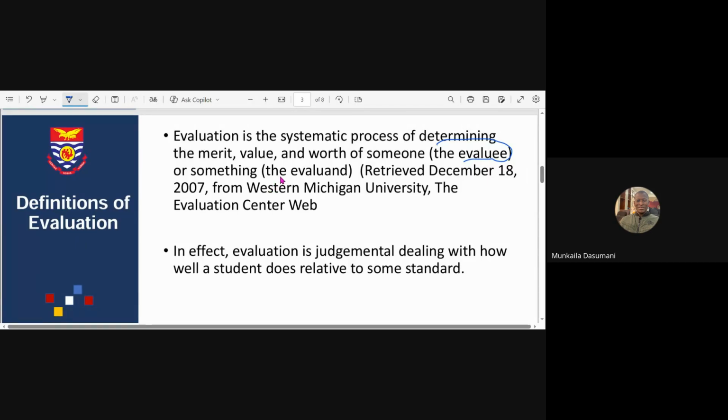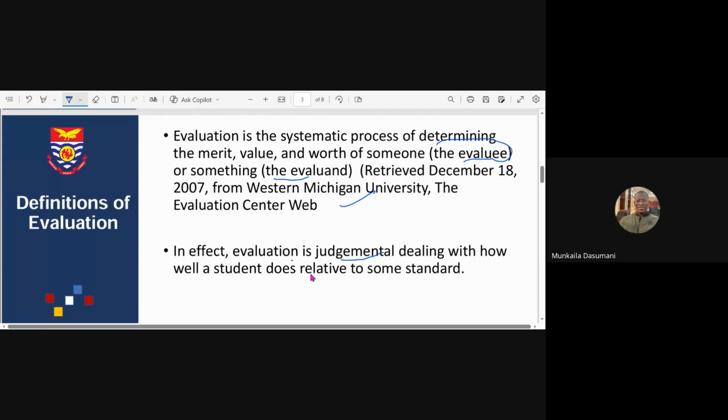It can be the performance of a car. You want to evaluate the Tesla car compared with the fuel car we have, or the chargeable one, with the hybrid one, or the fuel type or the engine type. So that one also becomes the evaluand. That is one example. This one was retrieved from Michigan University. So that's the definition.